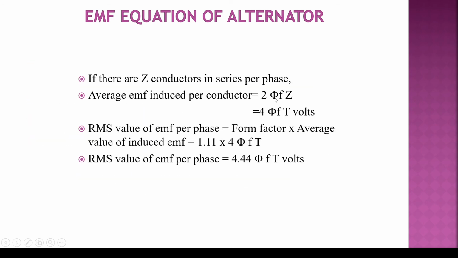So we are getting 4 5 f T volts. Now we know the RMS value of EMF per phase is equal to form factor into average value. That is, form factor is RMS value by average value. This is the formula for form factor. Form factor for a sinusoidal waveform is 1.11, and the average value we found as 4 5 f T. So RMS value will be 1.11 into 4 5 f T, which is equal to 4.44 5 f T volts.